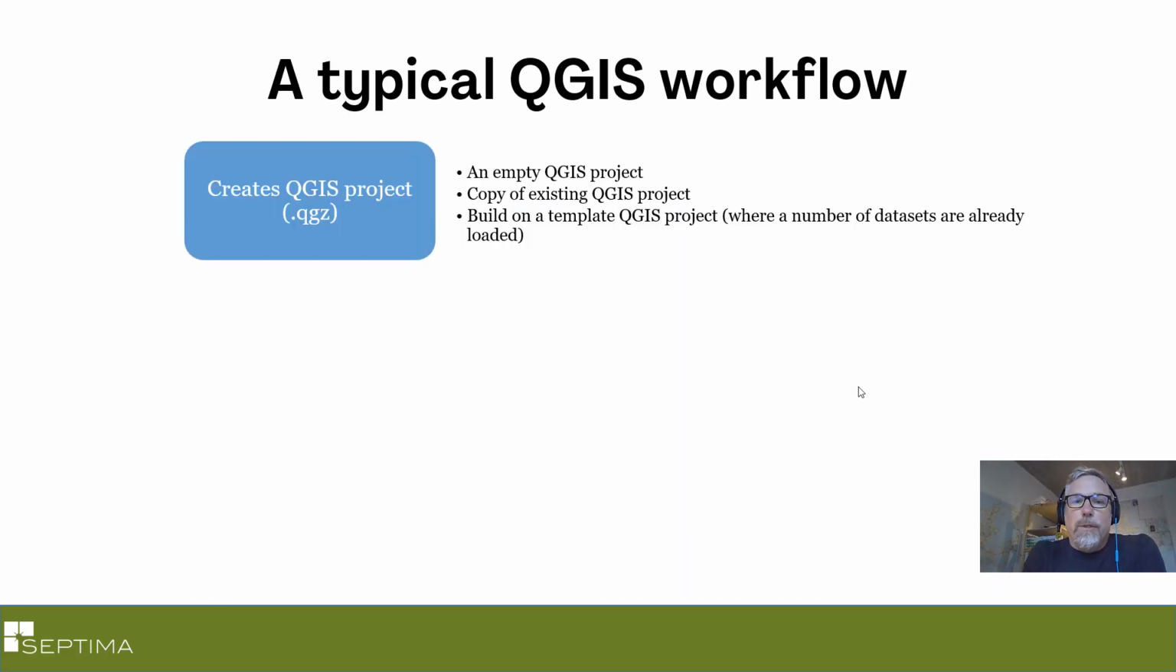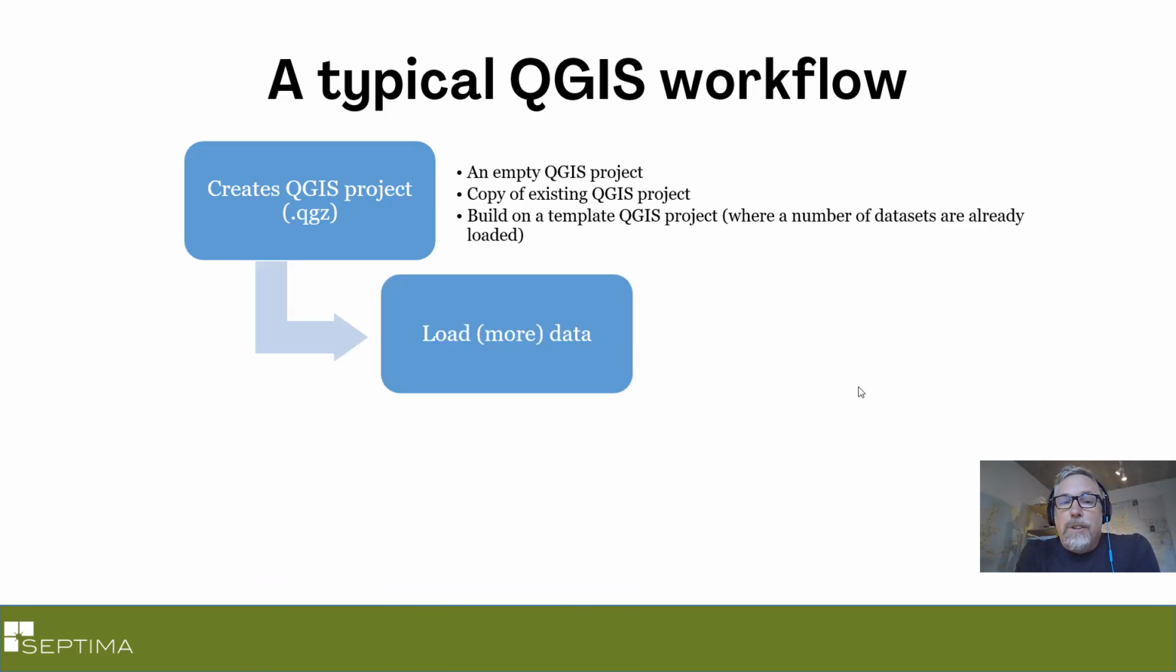So a typical QGIS workflow is described here. So first you're going to create a QGIS project, which ends in a QGZ extension. So you have a couple options here. You can just create an empty QGIS project and start from scratch, add data to it. You can copy an existing QGIS project and then modify it, or you could use a QGIS template. And these are where a number of data sets are already preloaded. So once you've started your QGIS project, you can load more data to it if appropriate.